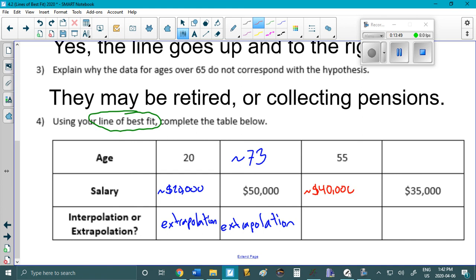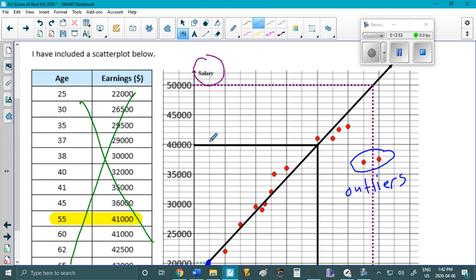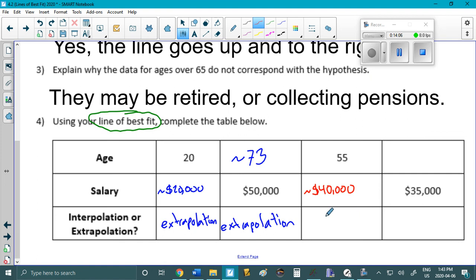And then we go back and we're going to determine whether that's interpolation or extrapolation. So here's our new line. If we put a circle around the data, is this inside or outside that circle? It's inside, so that is interpolation.